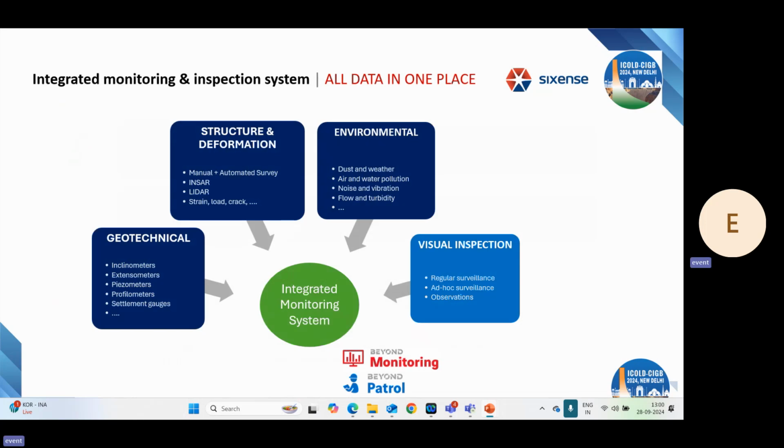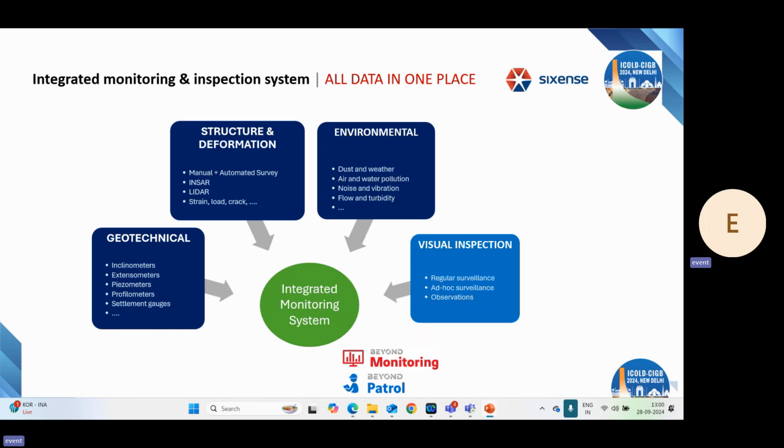So how do we do that? Well, a good start is to have all that data in one place. So that can be your geotechnical sensors, your in-ground sensors. We've talked a lot about these, inclinometers, piezometers, and so forth. Your above ground structural and deformation sensors, manual and automated survey, INSAR, LiDAR, different types of sensors, all your environmental data, and then also your visual inspections, so your regular surveillance and your ad hoc surveillance.